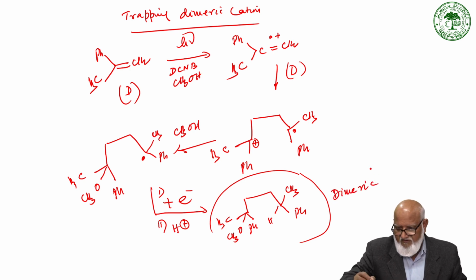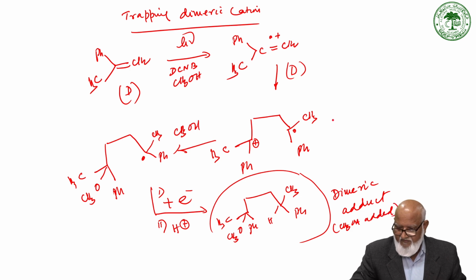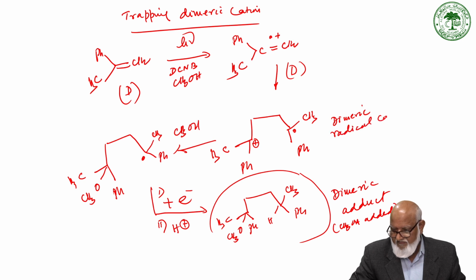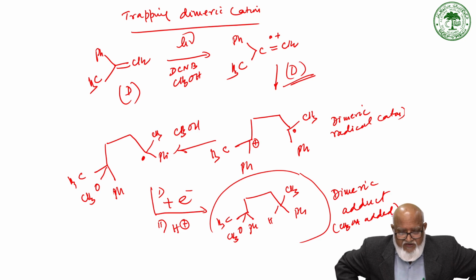This is a dimeric adduct, methanol added. The dimeric radical cation reacts with another molecule of D to give this dimer, which abstracts the proton, and so that's all for today. Thank you very much.